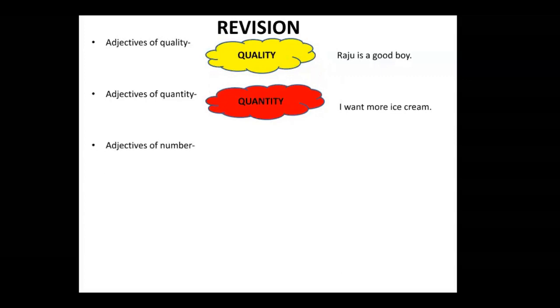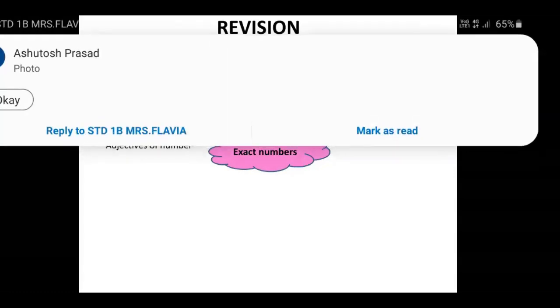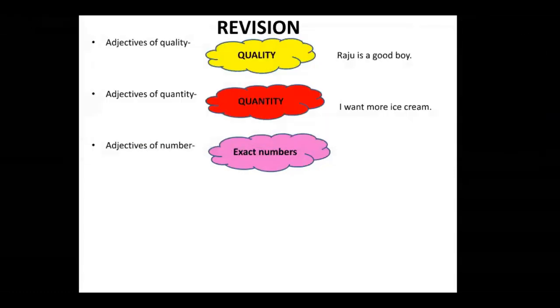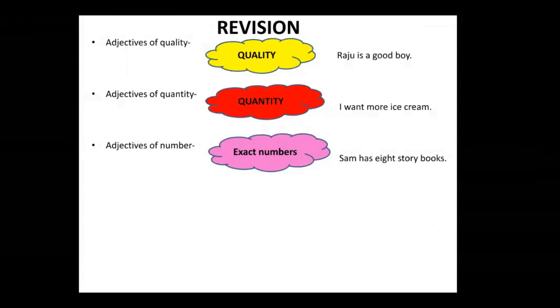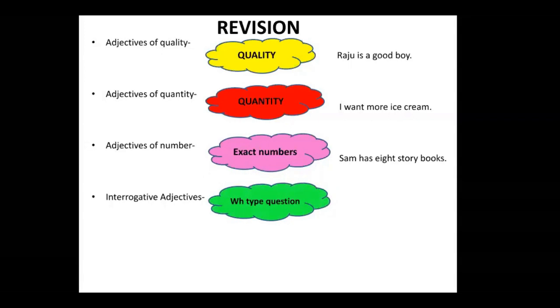The third type was adjective of number. It tells us about exact numbers. Remember the words exact numbers. Sam has 8 story books. How many story books does Sam have? Sam has 8 story books. So here the word 8 is an adjective of number. The next one is interrogative adjectives. These are the WH type of questions.